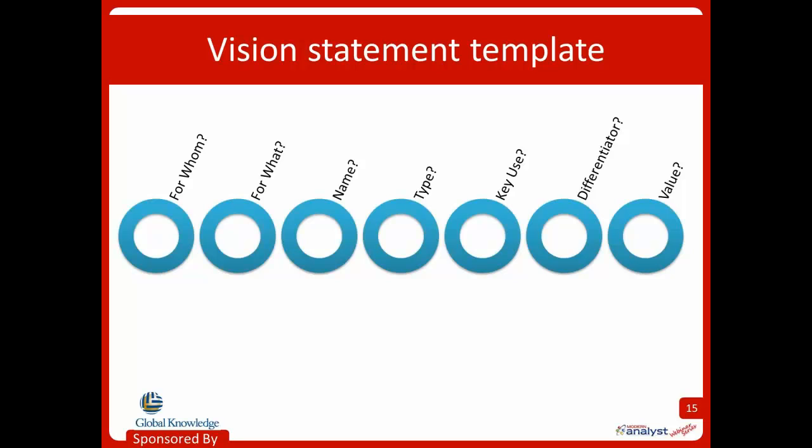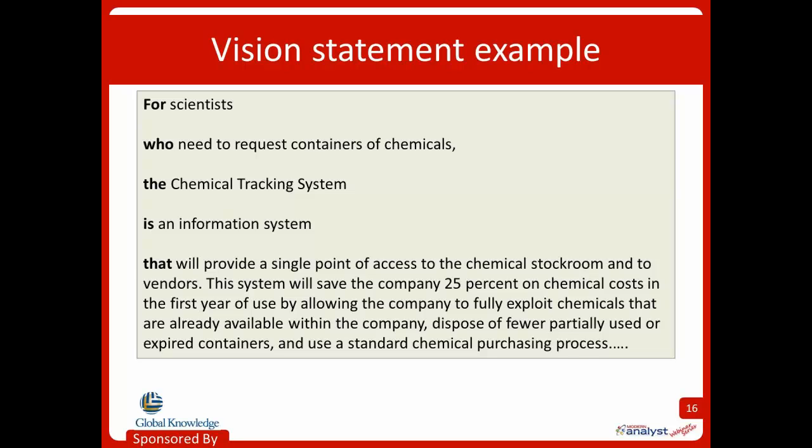Now, when you're writing your vision statements, you may not complete all of these, but you should at least try and figure out why you're not completing some of them. That in itself could be telling. And let me show you, this is a partial example for our chemical tracking system. If I put the entire thing up here, your eyes would kind of glaze over in a presentation format, but this will give you an idea of the kind of statements that you'd be writing. And I've put those keywords from the previous slide in bold, right? So for scientists who need to request containers of chemicals, the chemical tracking system, that's what we're calling it, is an information system that will provide a single point of access to the chemical stockroom and to vendors, and I'm not going to read that all to you because you guys, I think, probably get the point.